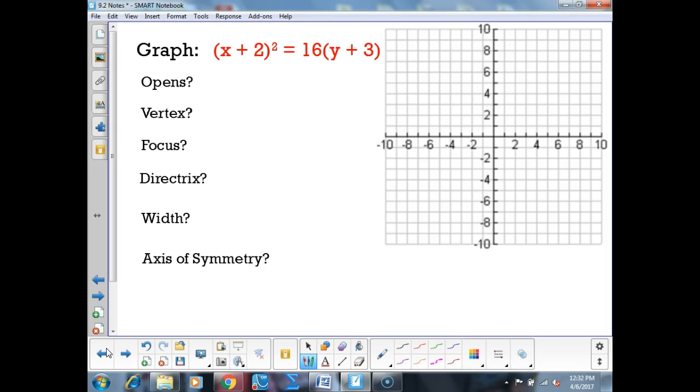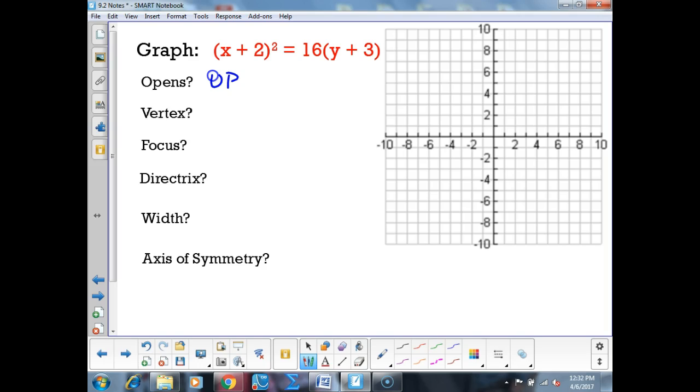Talk to me about the opening. It's opening up. Do we agree, everybody, that it opens up? I agree. The x is squared. The 4p is positive. So it opens up. It goes up.